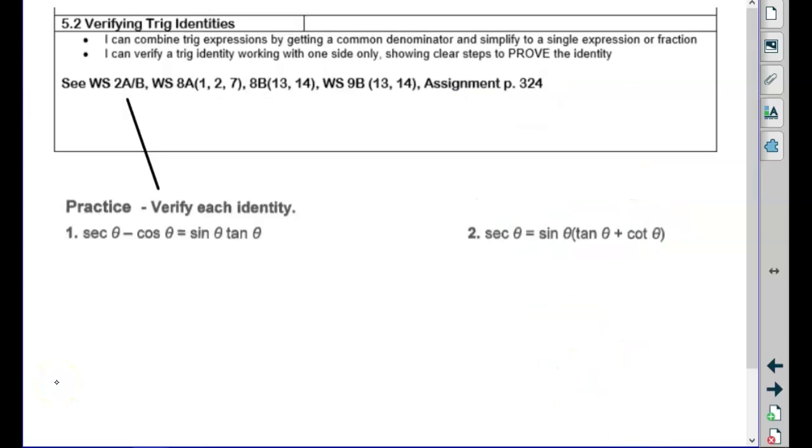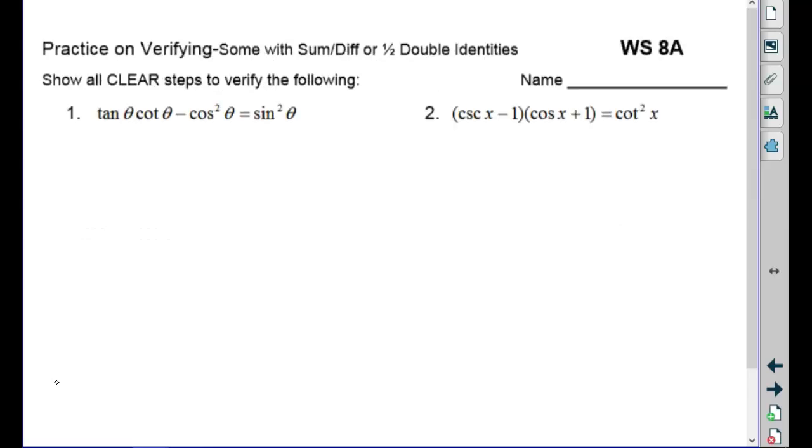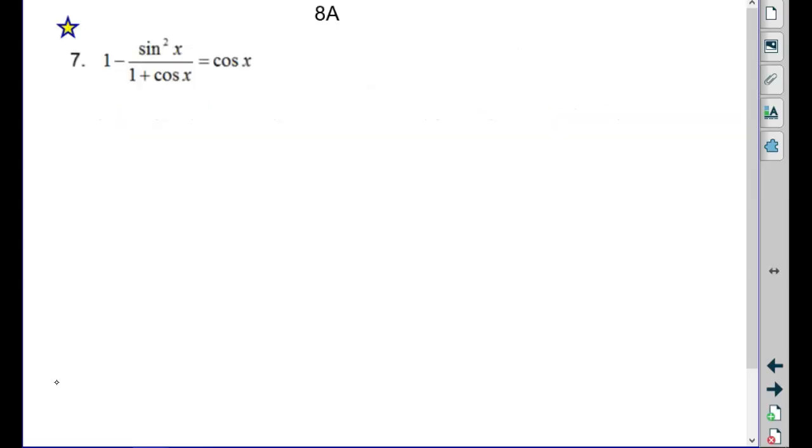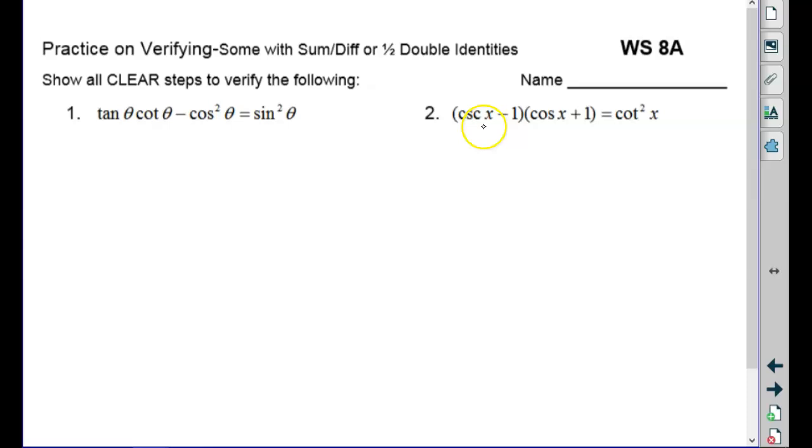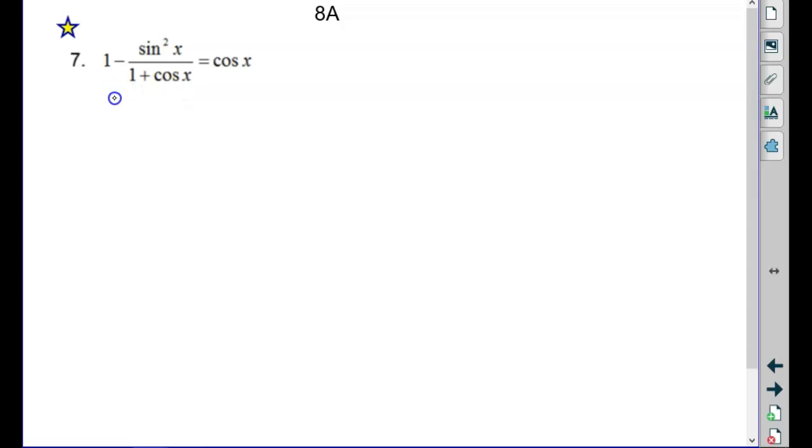On to 5.2, which is verifying identities. These are sometimes considered easier because you know where you're trying to go, right? So worksheet 8A, can you grab 8A real quick? Well, actually, I didn't star either of those. Just kidding. 8A number 7. Yes, 8A number 7. How would we be able to deal with this one? By the way, Miss Abruzzo said this one has a typo. How would we deal with this? 1 minus sine squared over 1 plus cosine.